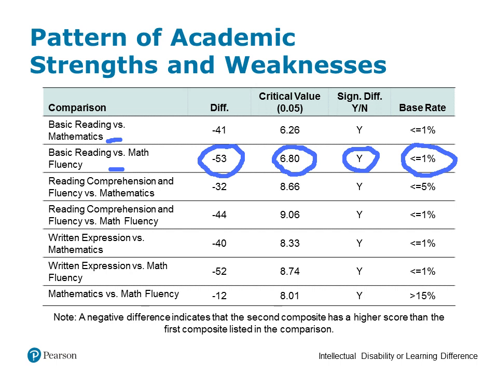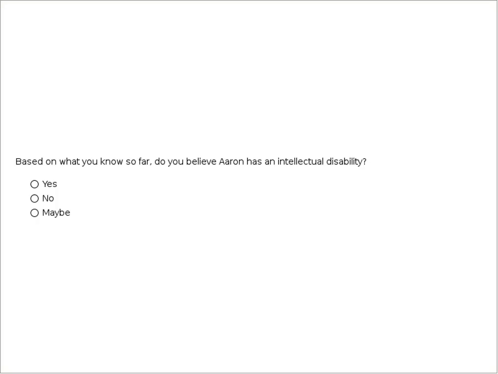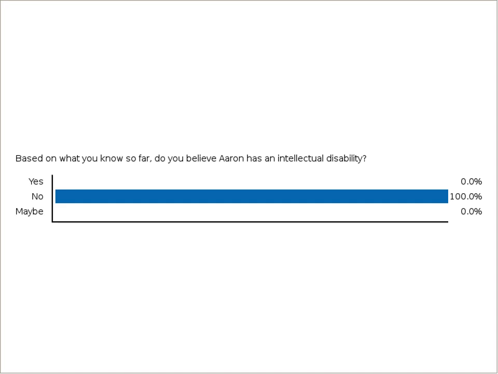in our standardization sample. So based on what we have here, you see this pattern of academic strengths and weaknesses where reading and writing or language arts would be a relative weakness and math would be a relative strength. So just to ask you a question, based on the information you have so far, do you believe that Aaron has an intellectual disability? Yes, no, maybe?